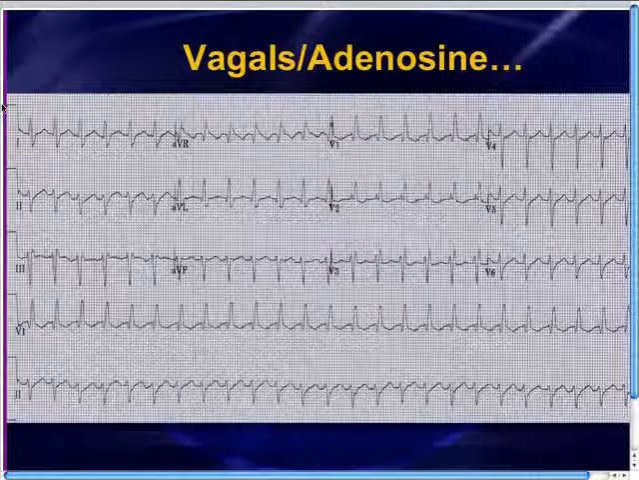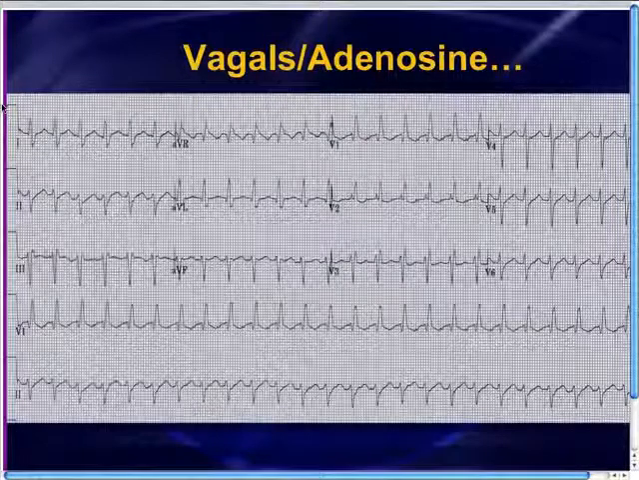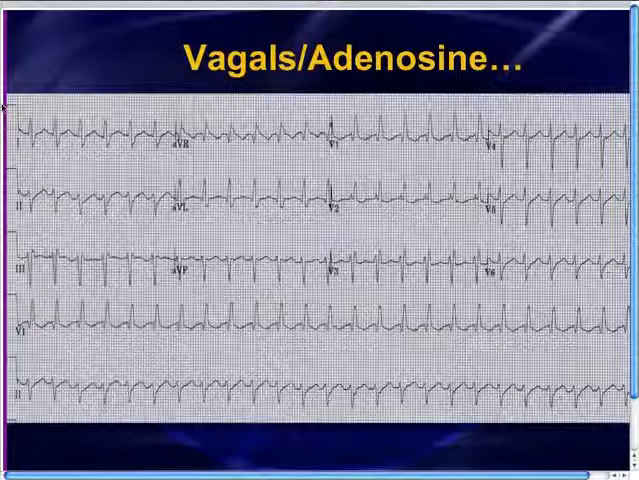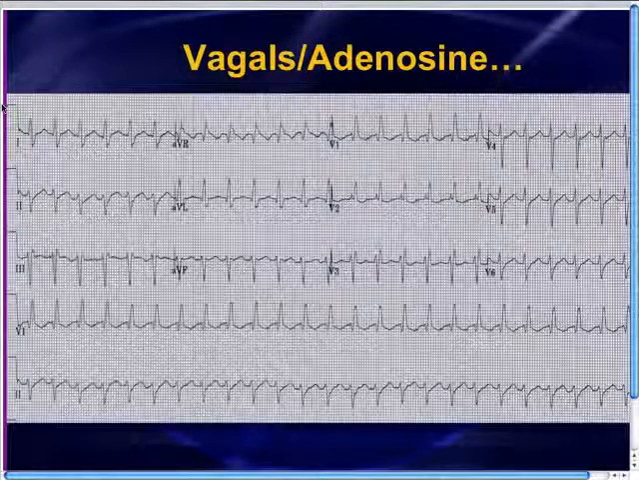So that's what we did. We tried some vagal maneuvers, and she wasn't too good at doing them. It didn't do anything. So then we tried some adenosine. She got 6 or 12, I don't remember, 6 or 12 milligrams of adenosine, and the atrium continues beating at the same rate, but the ventricle slows down because it blocks the AV node. Fewer impulses get to the ventricle.